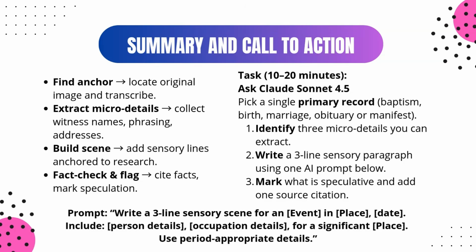So there's your prompt. Write a 3-line sensory scene for an event in a specific place at a time. Include the details of the person, their occupation for that place, and use period appropriate details. You get to fill in where you see the square brackets.